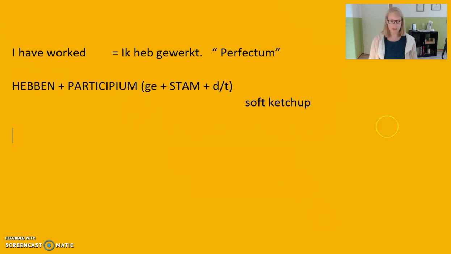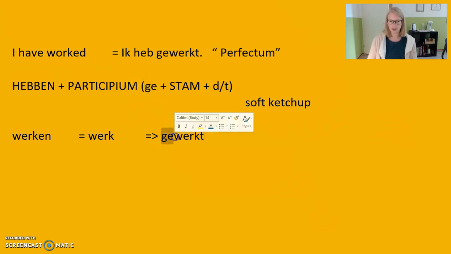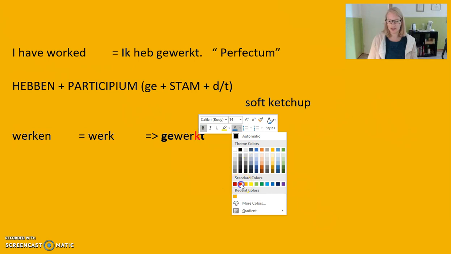Alright. Let's practice this a bit. So what we need to know is the stam of the verb. There's another video called how to make the root. Root is the English word for stam. So if you don't know how to make the stam, first watch that video. For example, werken, the stam is werk. And the participium is gewerkt. Okay? So you have the ge thing. And then the stam, and then you have the T because the last letter of the stam is a K.